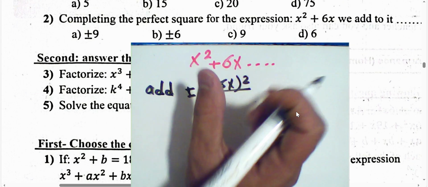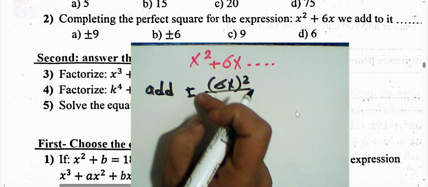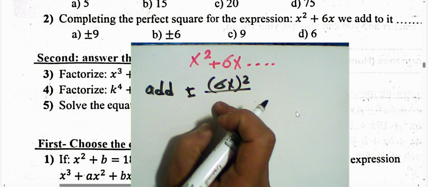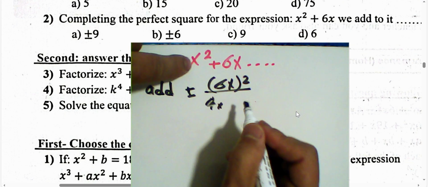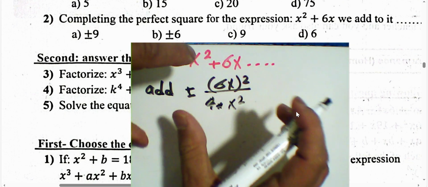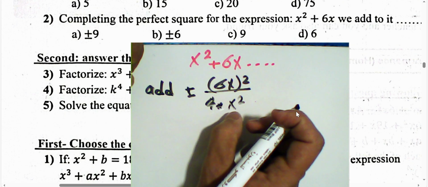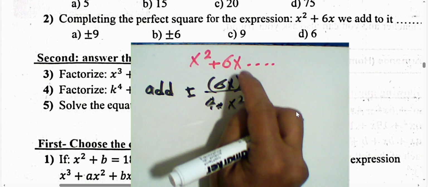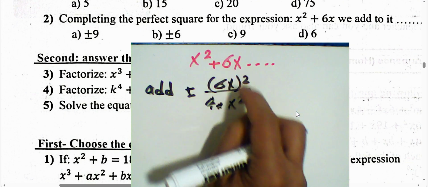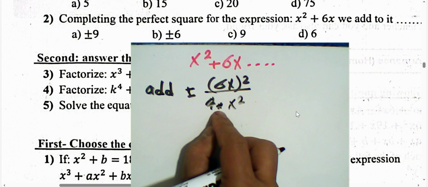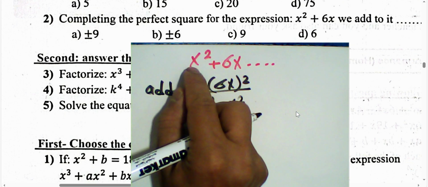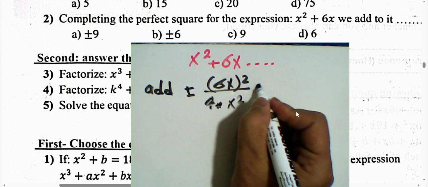To convert this expression to a perfect square, you must add positive or negative the middle term power 2 divided by 4 times the first term. Okay, you must know this rule. The middle term power 2 over 4 times x power 2. This is the top, right? The middle term here, 6x power 2, over the bottom, 4 times x power 2. Then you can complete it.